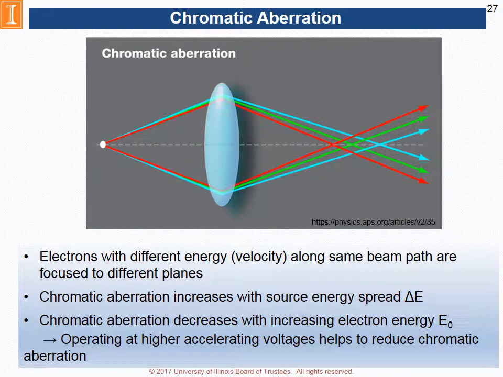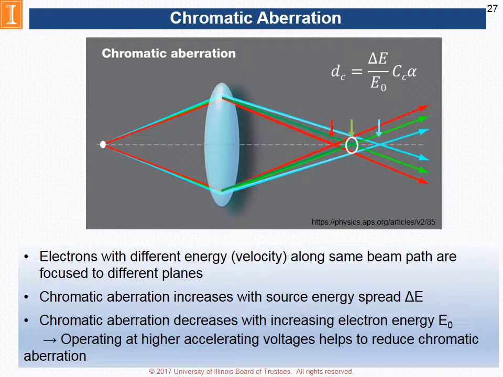As mentioned earlier, there is always energy spread in the electrons emitted from the source, which means the electrons emitted do not have exactly the same energy as set by the accelerating voltage. Chromatic aberration causes electrons emitted with different energies along the same beam path to be focused to different planes. As shown in this animation, the red beams focus at the plane which is much closer to the lens than the green beams and the blue beams.